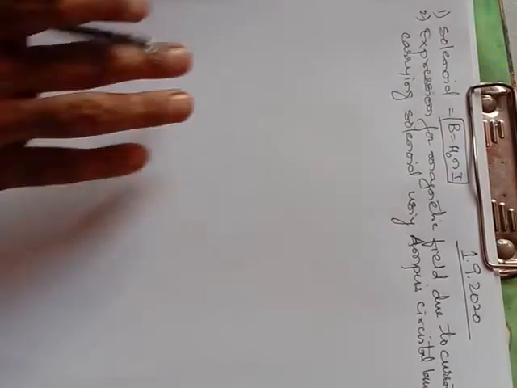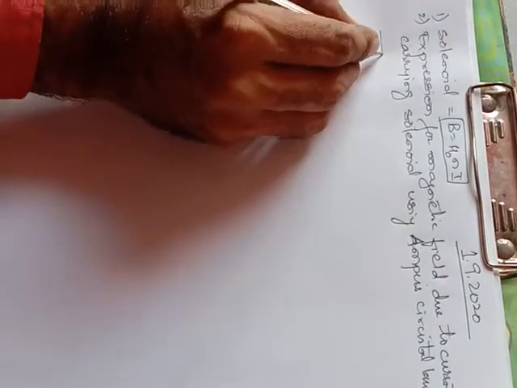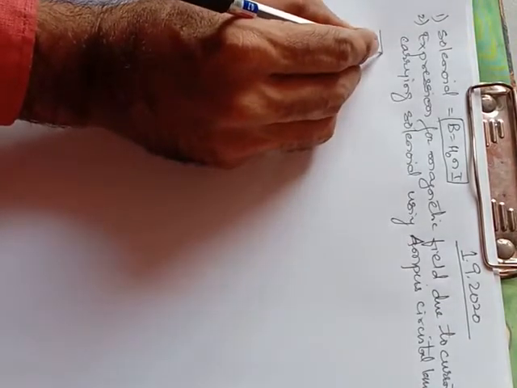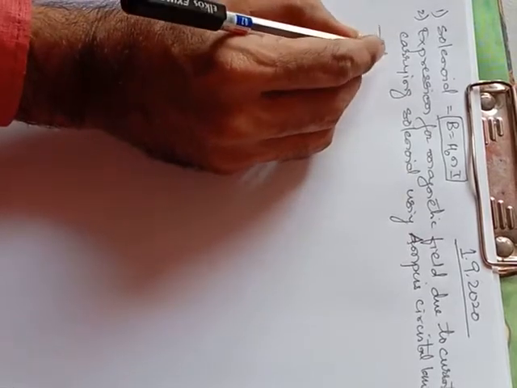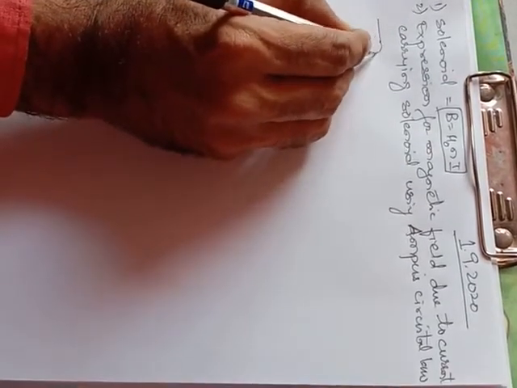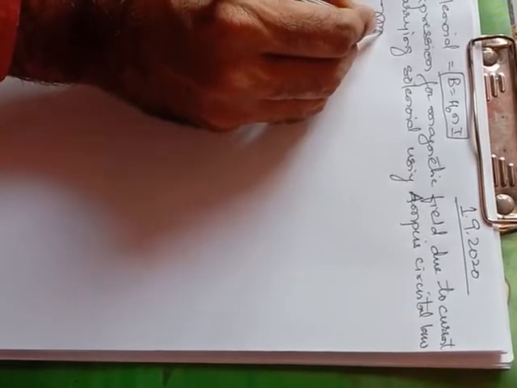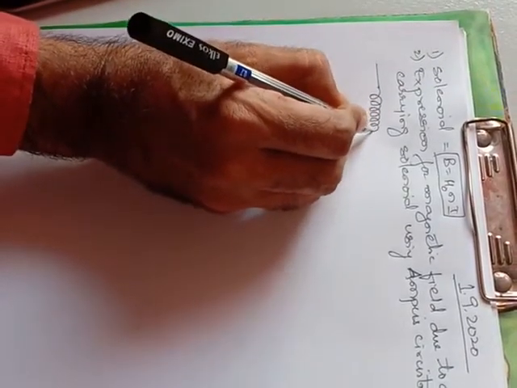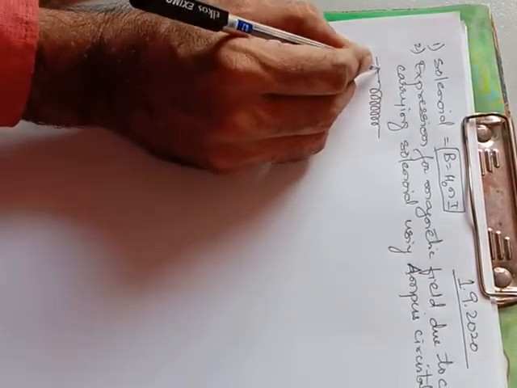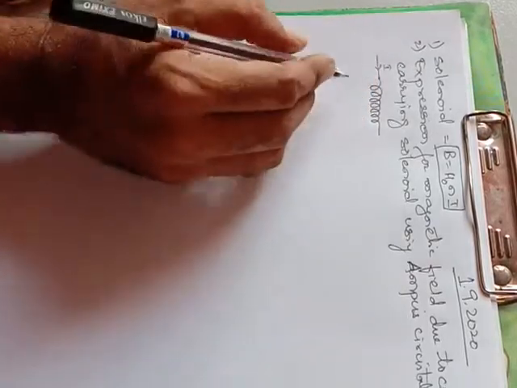Okay, dear students, yesterday we have seen the solenoid and we have derived the expression for the magnetic field due to a current carrying solenoid using Ampere's circuital law. So in a solenoid, what have we seen? A solenoid is a circular coil which has turns very close to each other. And if the current flows in this particular direction, what will happen?